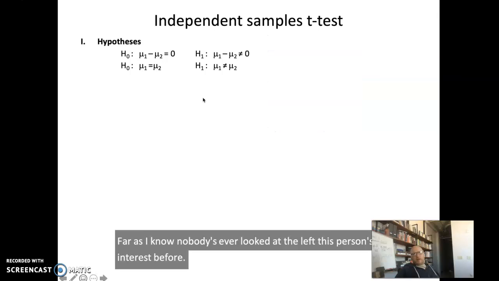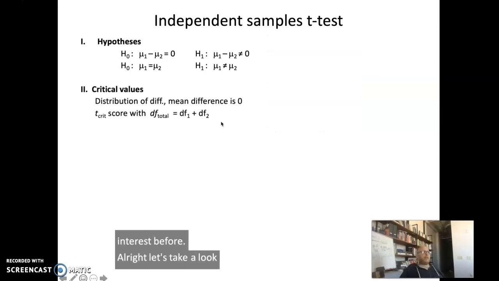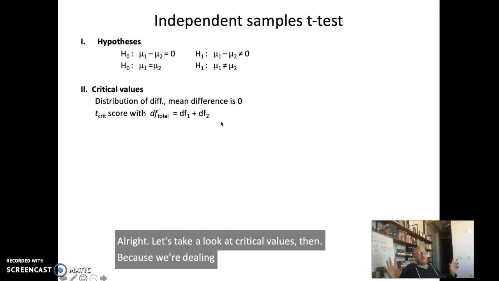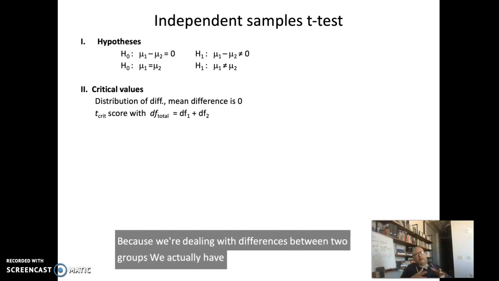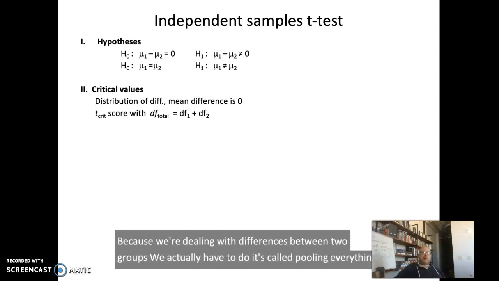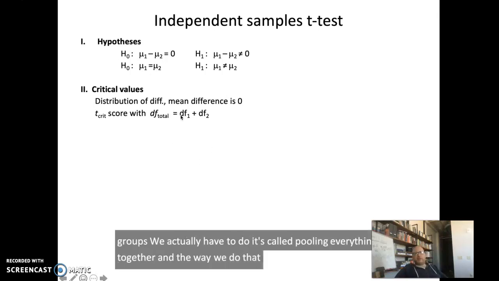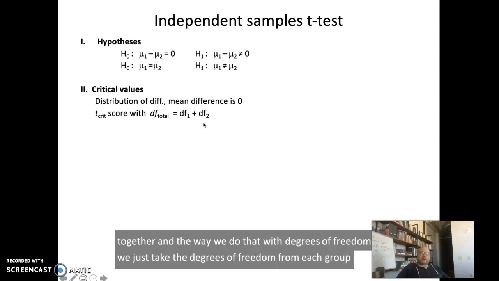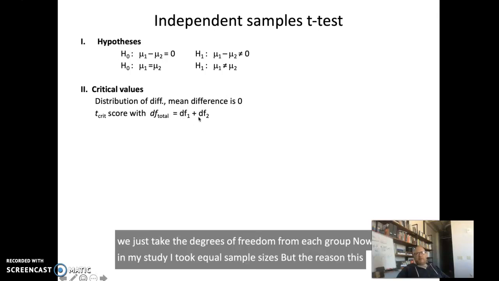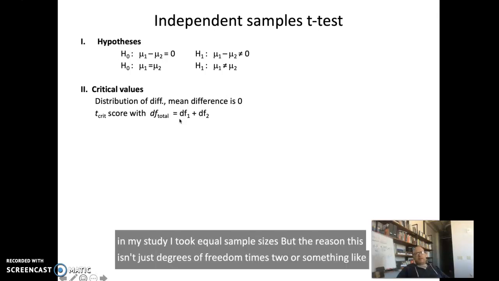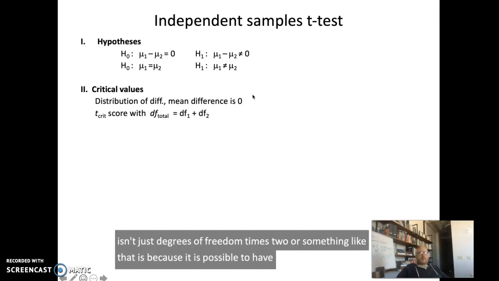All right, let's take a look at critical values then. Because we're dealing with differences between 2 groups, we actually have to do what's called pooling everything together. And the way we do that with degrees of freedom is we just take the degrees of freedom from each group. Now, in my study, I took equal sample sizes, but note that the reason this isn't just degrees of freedom times 2 or something like that is because it is possible to have different sample sizes.